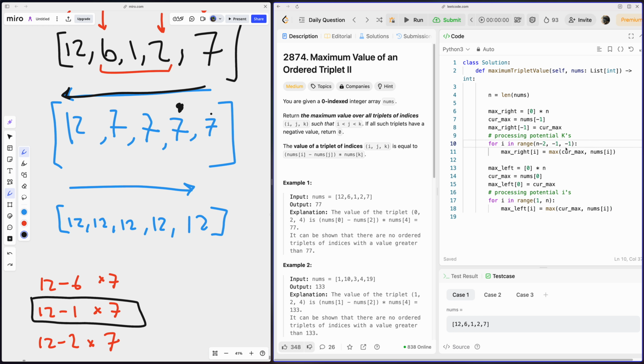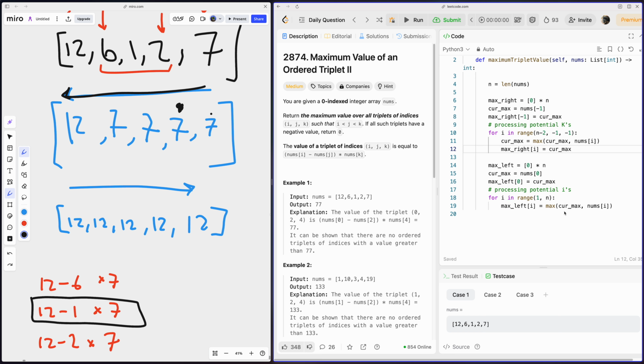What I forgot to do is update cur max. So I could just do cur max is the max of itself or nums I. And then this is just going to be the cur max. Similarly, we could do this, except instead of max right, it's max left this time, right?